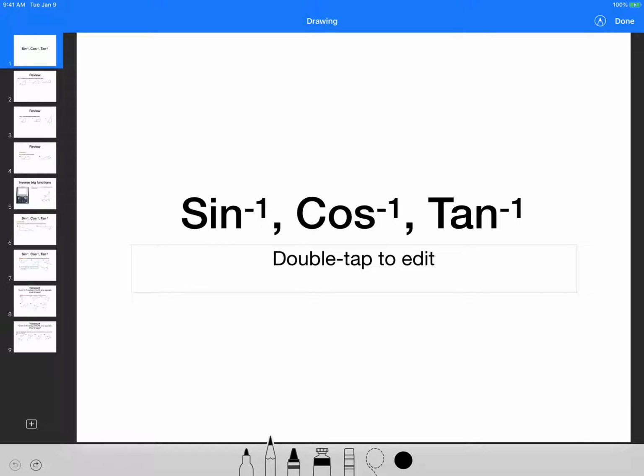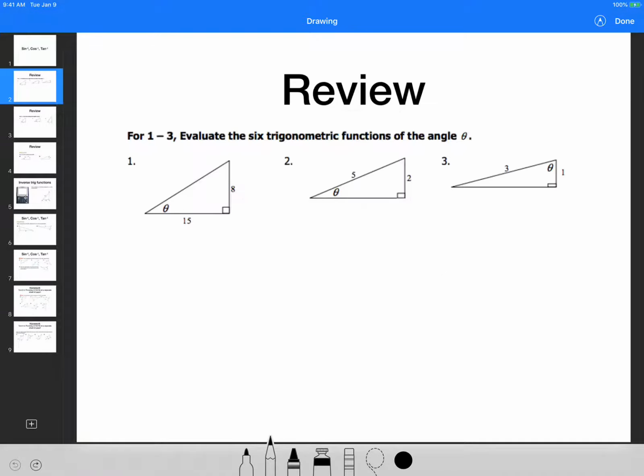We are going to learn inverse trig, sine inverse, cosine inverse, and tan inverse. So we are still going to build off from what we have talked about before, SOHCAHTOA, and we're going to be using these trig functions to help us solve the triangle, any right triangles basically. And we'll discuss what that means in the next couple slides. So first, let's do a little bit of a review.